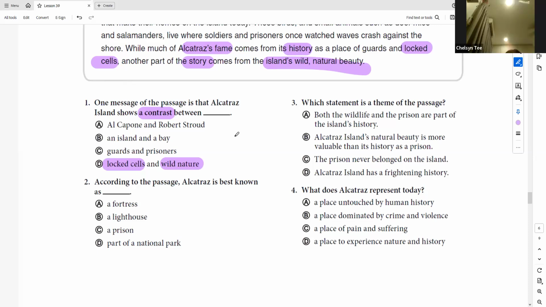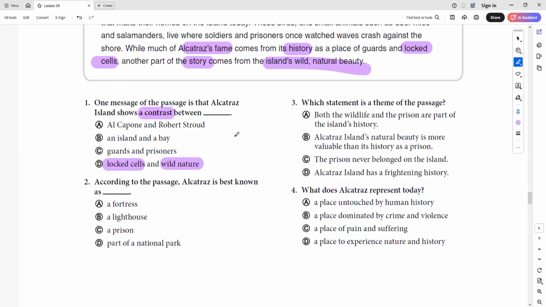According to the passage, according to the passage, Alcatraz is best known as a prison, okay? As a prison, it's a prison. Okay, number 3. Number 3.